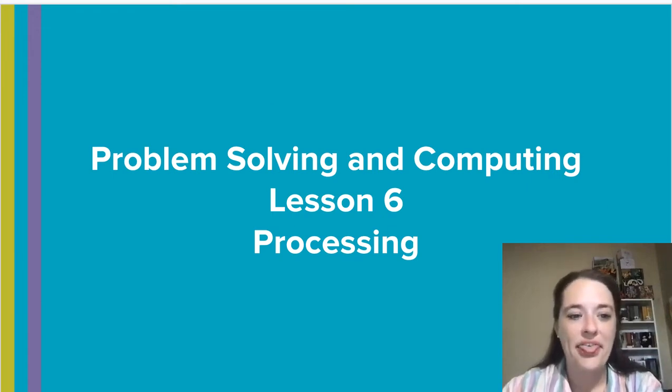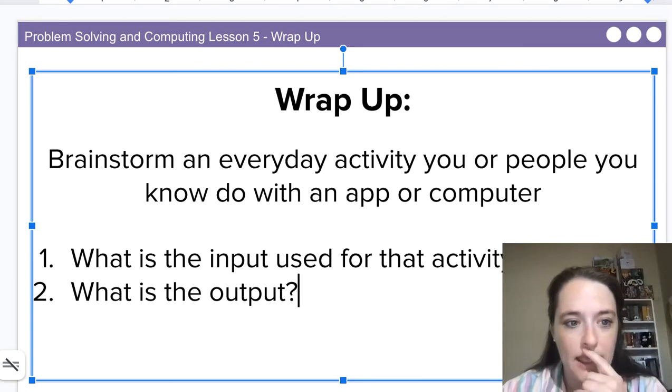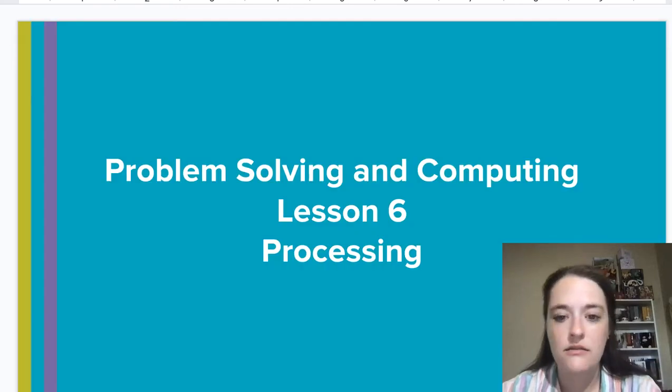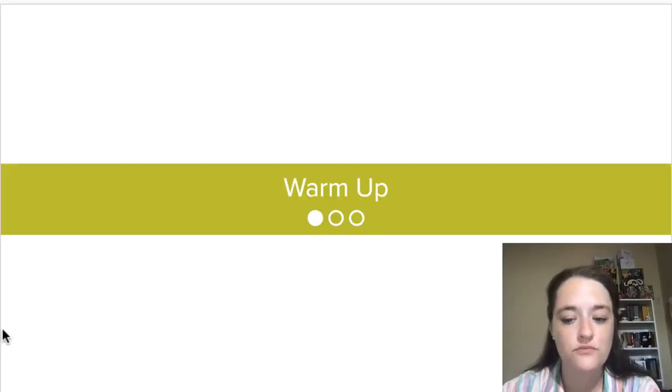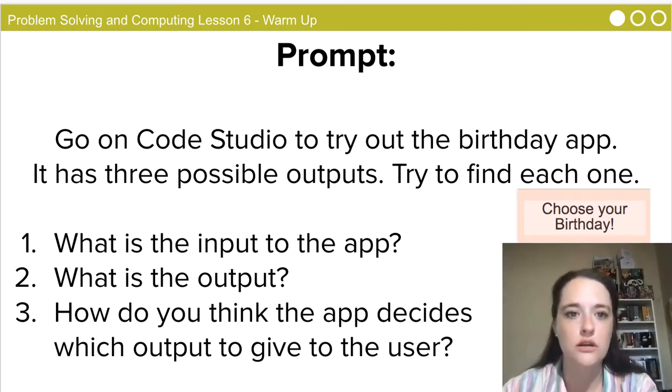For your warm-up, you're going to need two things. You're going to need to open your journal, okay? And that's not it. All right, lesson 6. You're going to open your journal and you're going to go to code.org lesson 6, Bubble birthday app. So go to code.org.